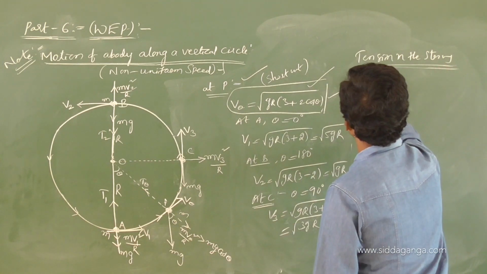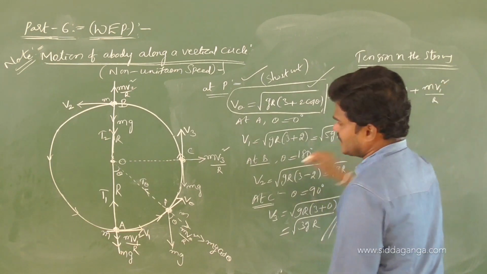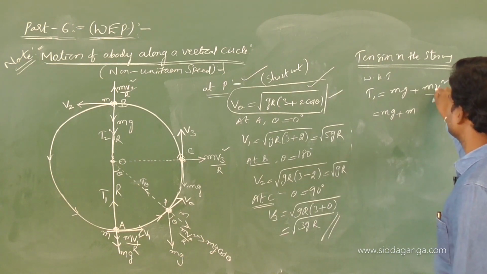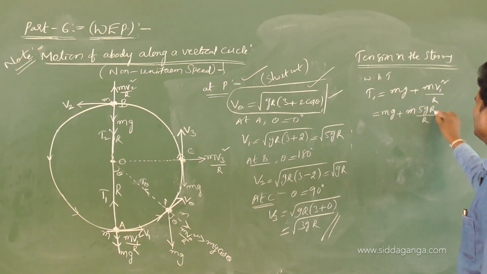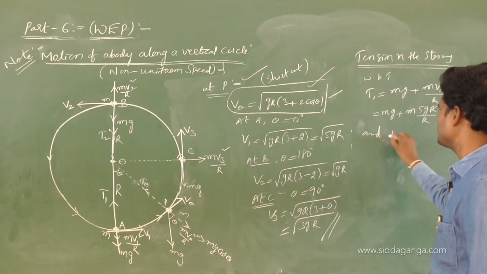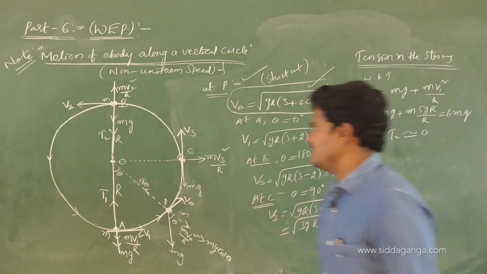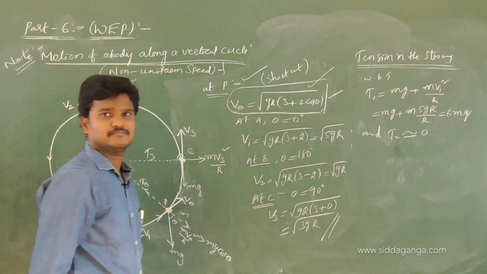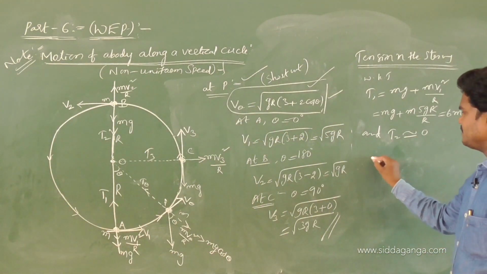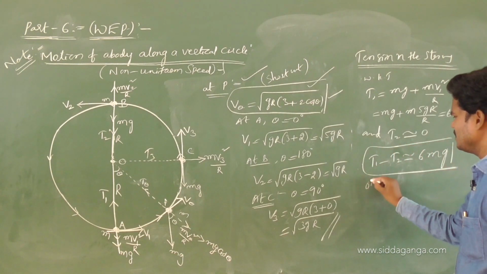Anyhow we know what is T1? T1 is mg plus mv1 square by r. So mg plus m times v1 square, what is v1 square? 5gr, the r gets cancelled, 6 mg. So the tension T1 is 6 mg. And we know what is the tension T2? T2 is negligible. If it is T3, we can find T3 also. Then what is the difference between the tensions? T1 minus T2 is how much? 6 mg. Otherwise, use one shortcut formula.